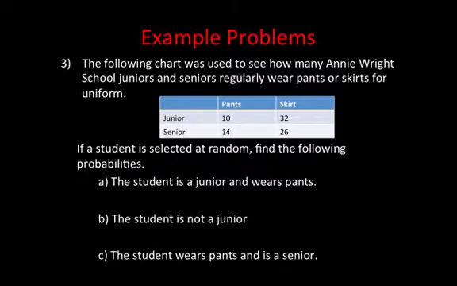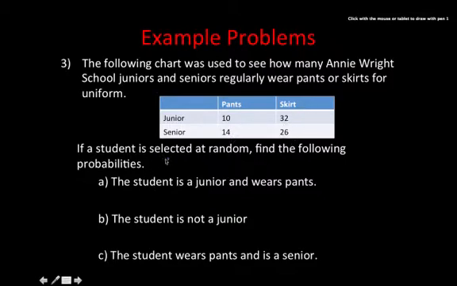Okay, the last problem of this video, I wanted to show you a problem with a table. IB really likes to put data in tables, so I want you to become familiar with how to read these tables. So I have this problem where we are looking at this chart, and the chart was used to see how many Annie Wright School juniors and seniors regularly wear pants or skirts for uniform. So we have juniors that wear pants, 10 wore pants, and 32 wear skirts regularly. And then for the seniors, we have 14 that wear pants regularly and 26 that wear skirts regularly.